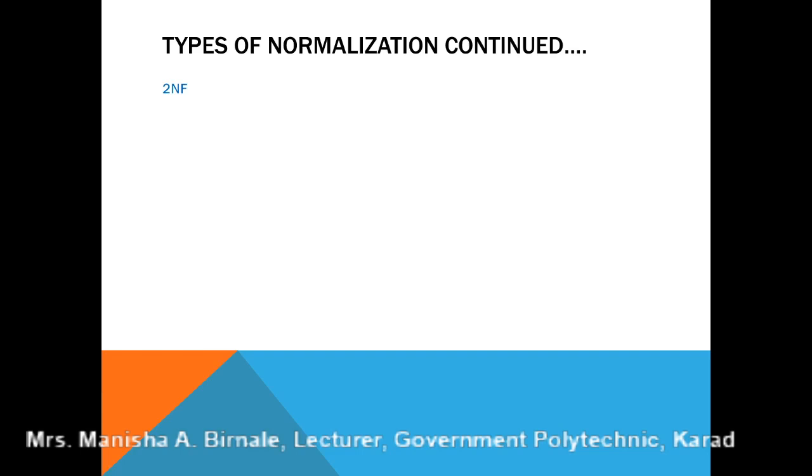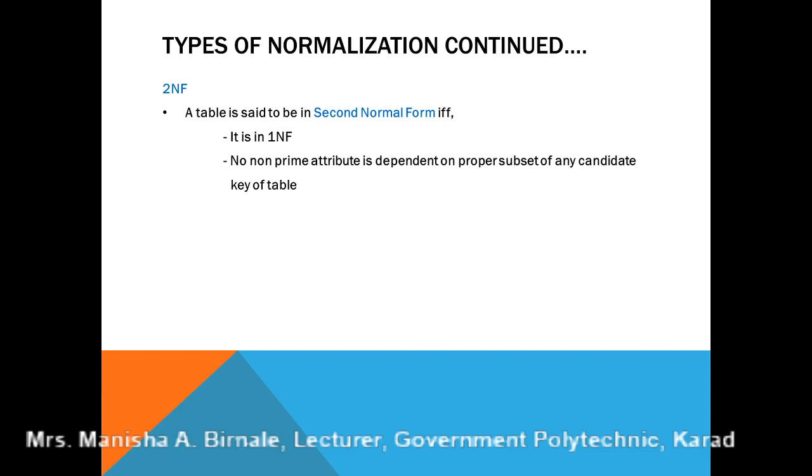Now next we have to bring that table into second normal form, 2NF. A table is said to be in second normal form if and only if, first, it is in first normal form, and second, no non-prime attribute is dependent on a proper subset of any candidate key of the table.